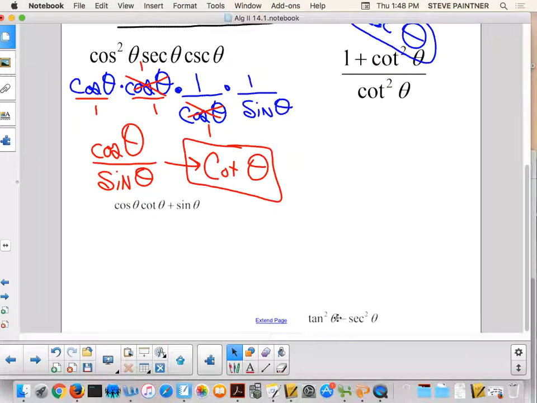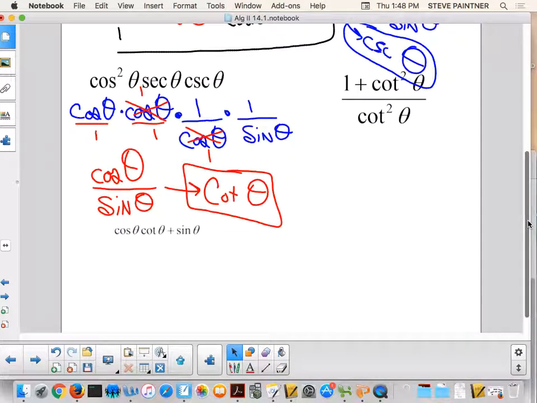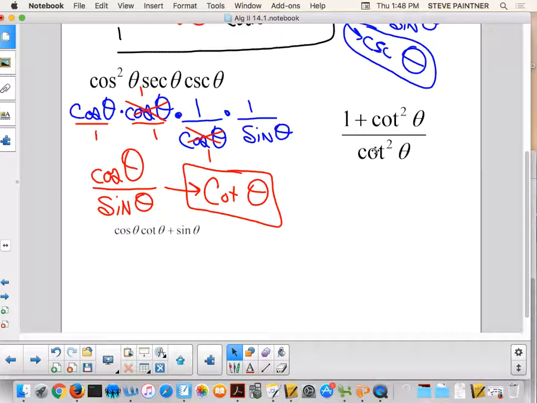All right. Now look at this one. What do you think? What do you want to do? Get rid of cotangent. What do you mean by get rid of cotangent? Switch it to sine and cosine. Okay.